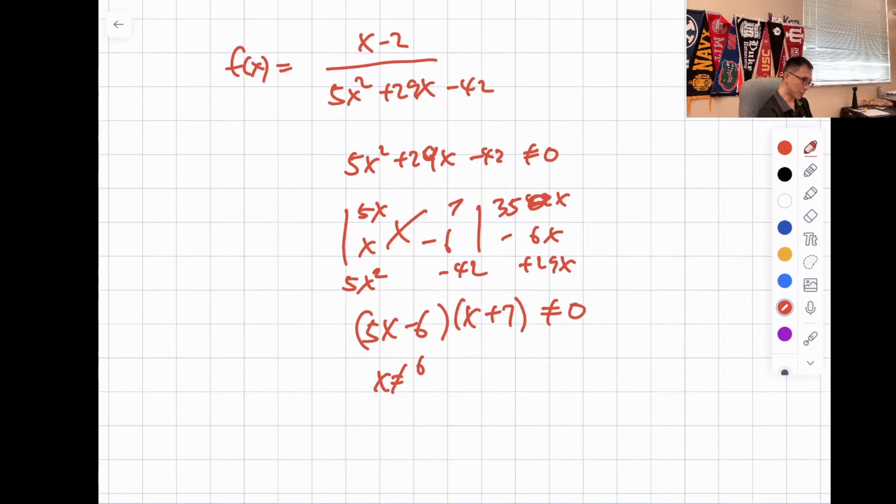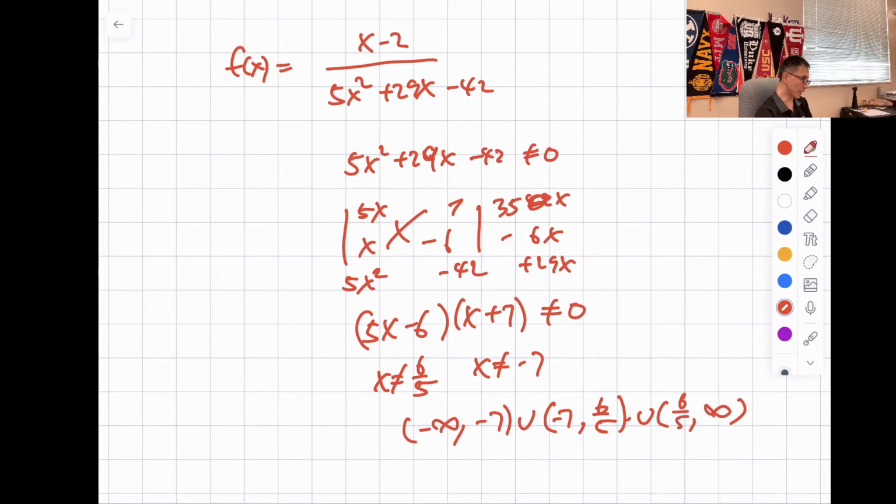X cannot equal to 6 over 5. X cannot equal to negative 7. So negative infinity to negative 7, union from negative 7 to 6 over 5, union from 6 over 5 to infinity. Is that okay?